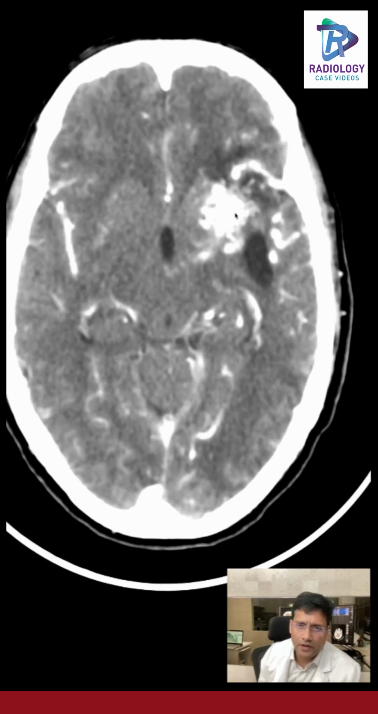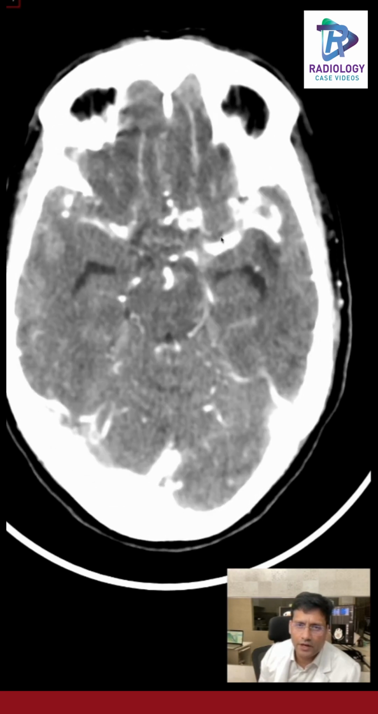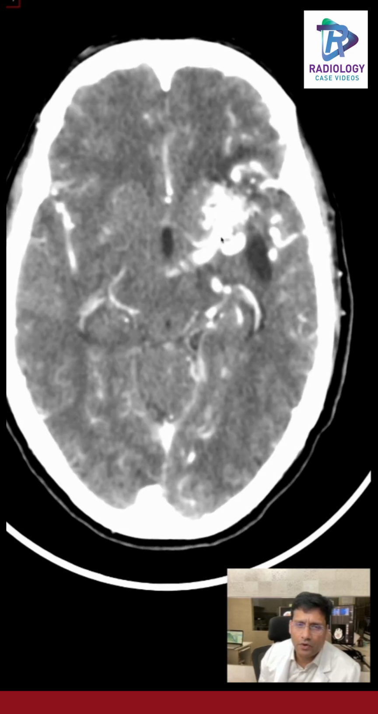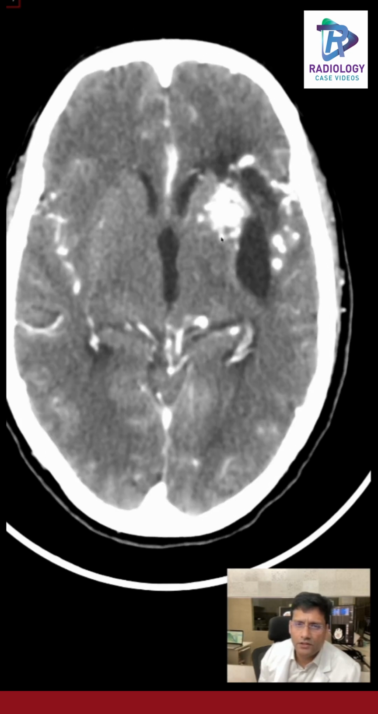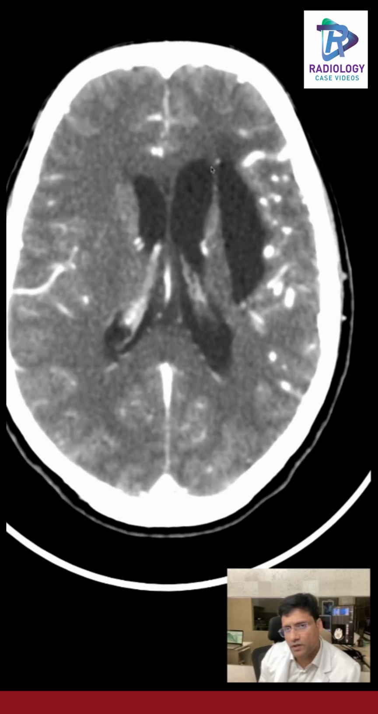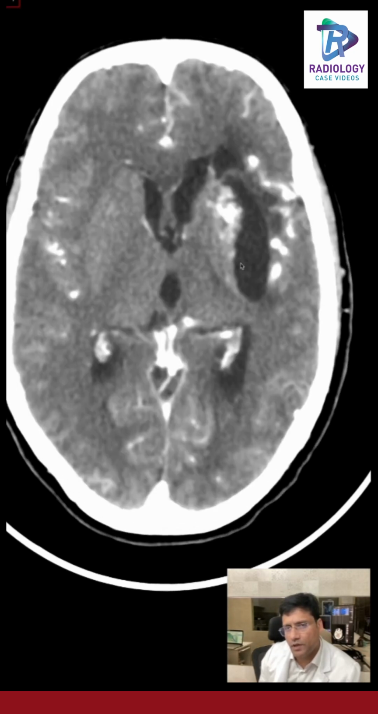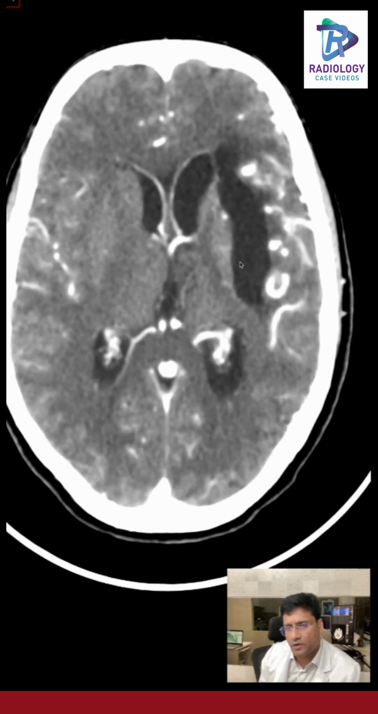receiving numerous feeders from the MCA and lenticulostriate branches. Subsequently, it was draining into the thalamostriate and internal cerebral veins. Hypertrophied vessels are also seen in the prepontine cistern. The gliosis secondary to previous hemorrhage, resulting in ex vacuo dilatation of the ventricle, was also very visible. This is a complicated AVM in the left capsuloganglionic region.